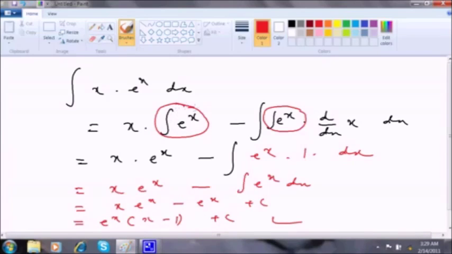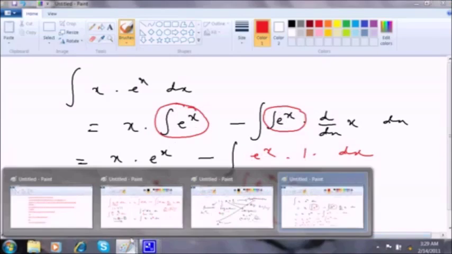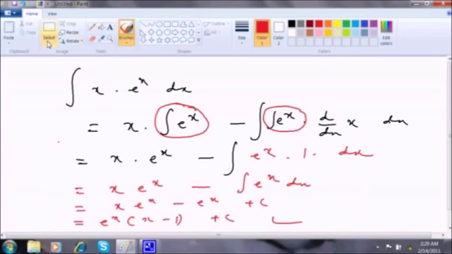Just get this integration and just paste it like that, and finally this one's answer comes over here. This is nowhere difficult, but it looks difficult.